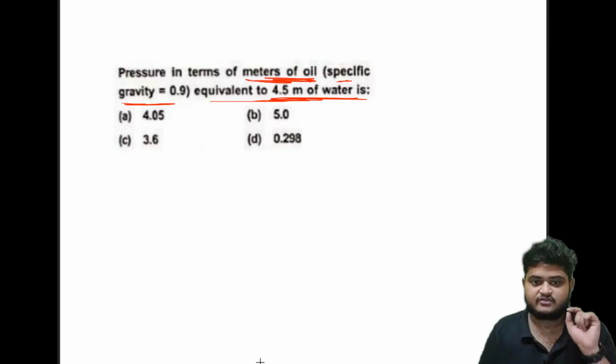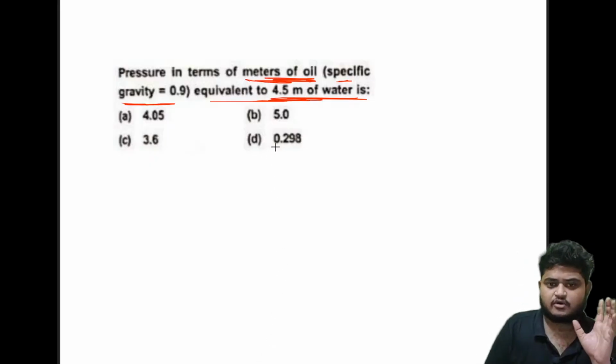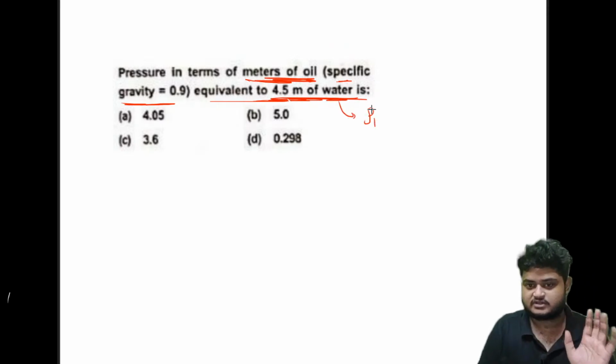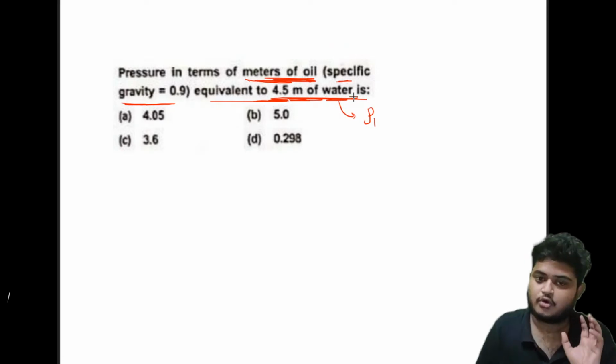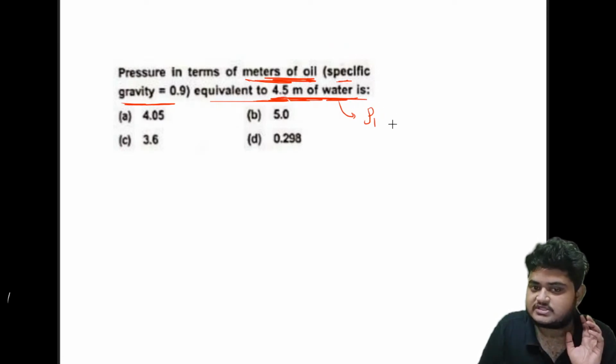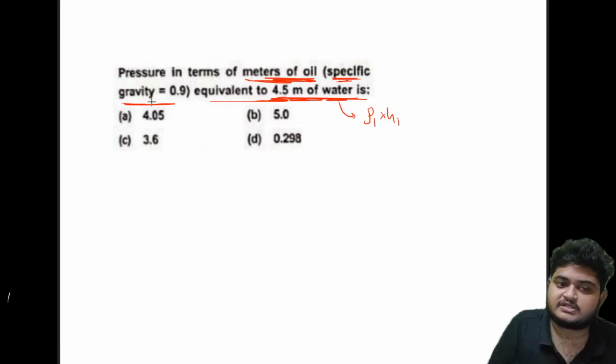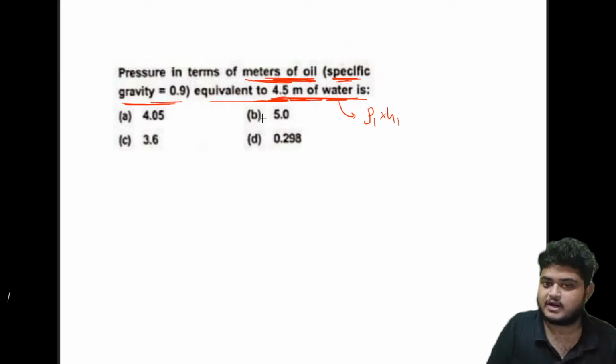In this question, you can see it is already given that the pressure is equivalent to 4.5 meters of water. Let us suppose this water is rho 1. For that case, water is our rho 1. And what is h1 given? h1 is given as 4.5. And the specific gravity of the oil is given as 0.9.